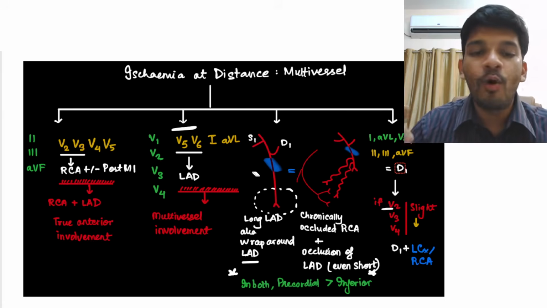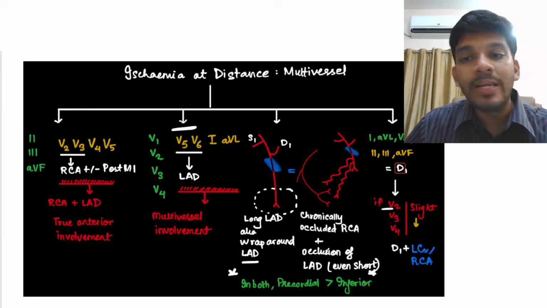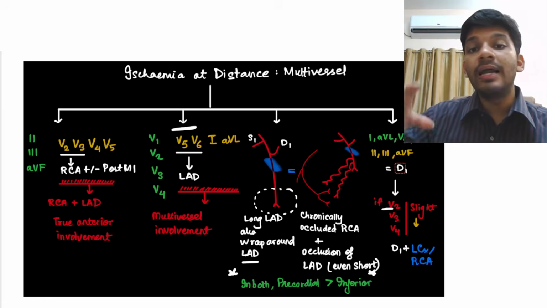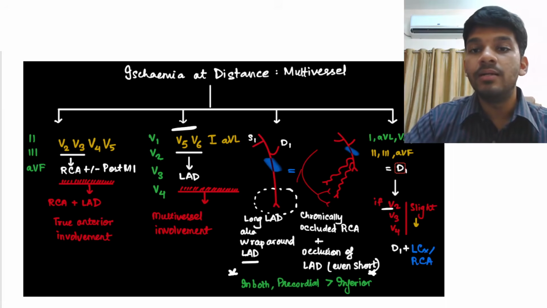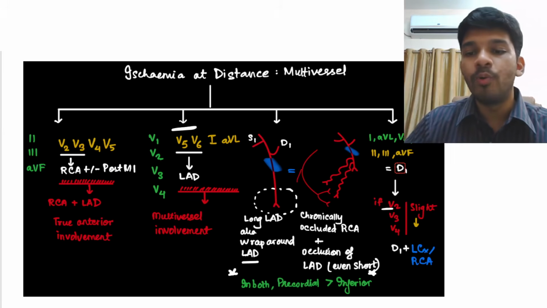So basically, the point being, reciprocal changes are only expected in certain leads. If there are additional ST depressions or additional ECG findings, sometimes they are a clue to a multivessel occlusion which can be picked up on ECG.